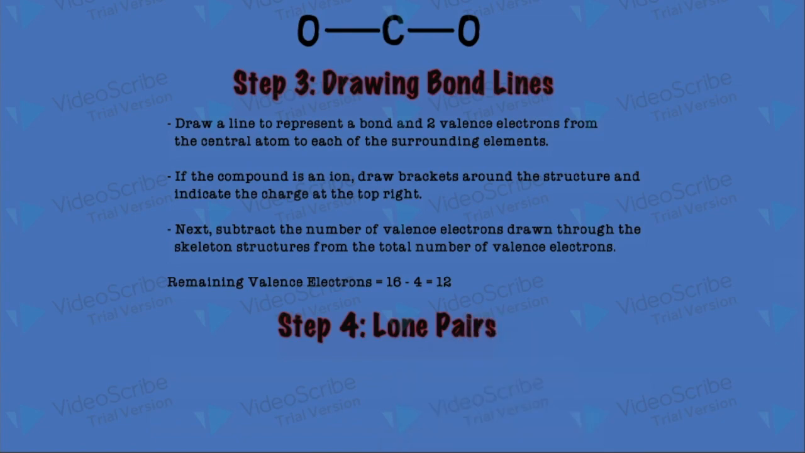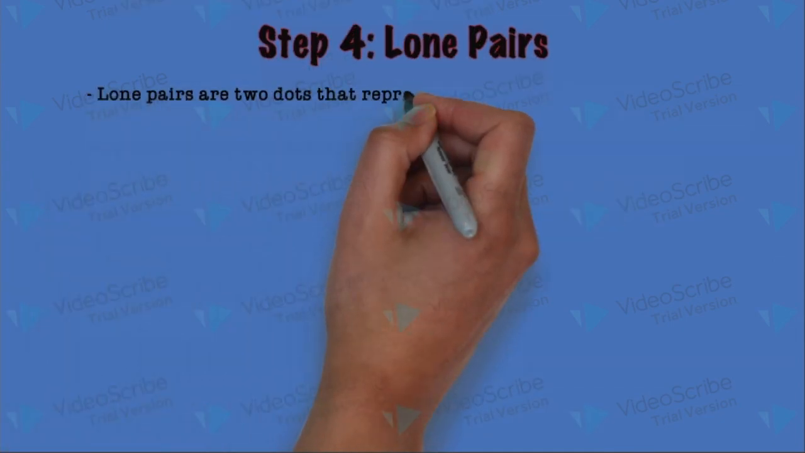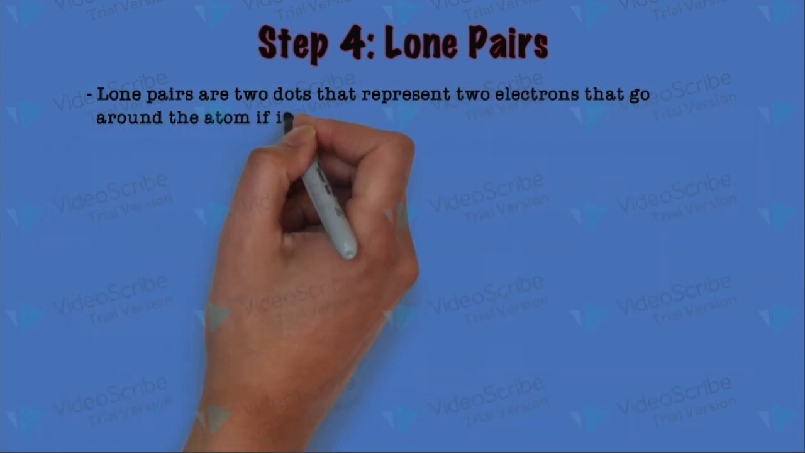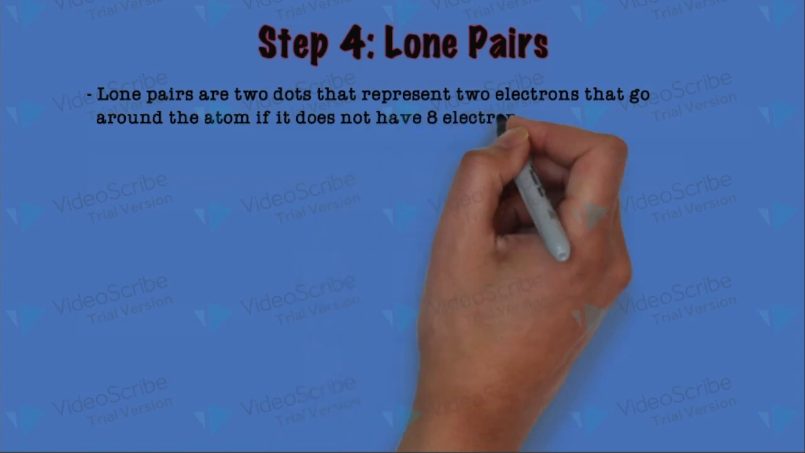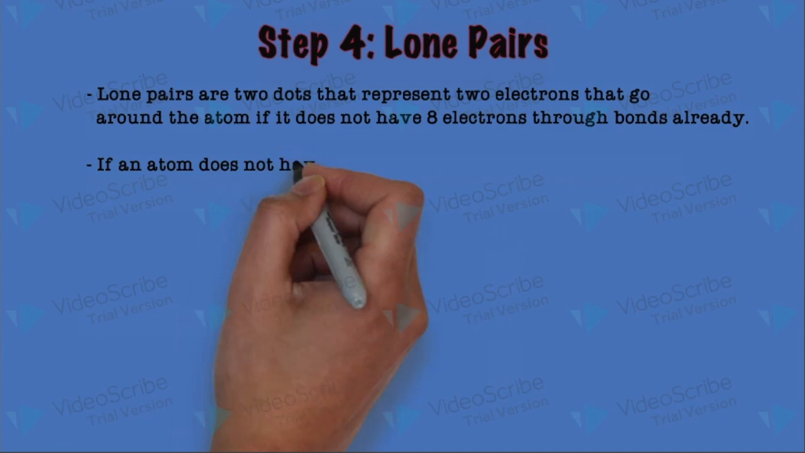The final step is lone pairs. Lone pairs are 2 dots that represent 2 electrons that go around the atom if it does not have 8 valence electrons through bonds already. If an atom does not have an octet of electrons, lone pairs can be shared to create either a double or triple bond to reach the octet.